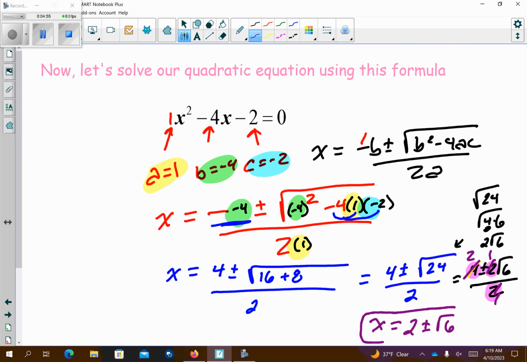And so this is my answer. This is 2 answers because we have a positive and a negative component. We have 2 plus the square root of 6, and we also have 2 minus the square root of 6. We leave it just like that. We don't need to calculate what the square root of 6 is on a calculator and get a decimal approximation.